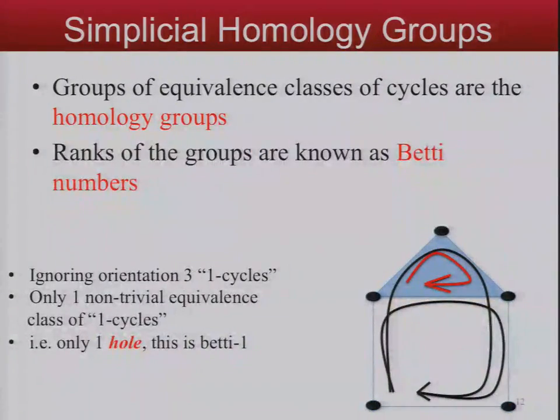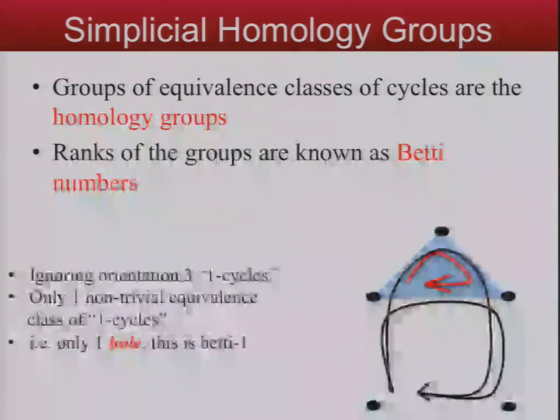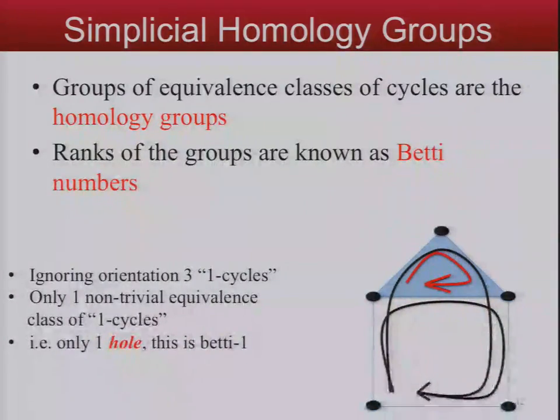And that's it. We're essentially done. So the groups of equivalence classes of the cycles are called the homology groups of the manifold. And so the ranks of these groups are called the Betti numbers. So they're essentially counting how many equivalence classes there are. And so if you return back to the example, what you'll see is that there are 3 cycles, but there's only one non-trivial equivalence class of cycles. And this is capturing the fact that your manifold has exactly one hole. And that was what we started out trying to get at.